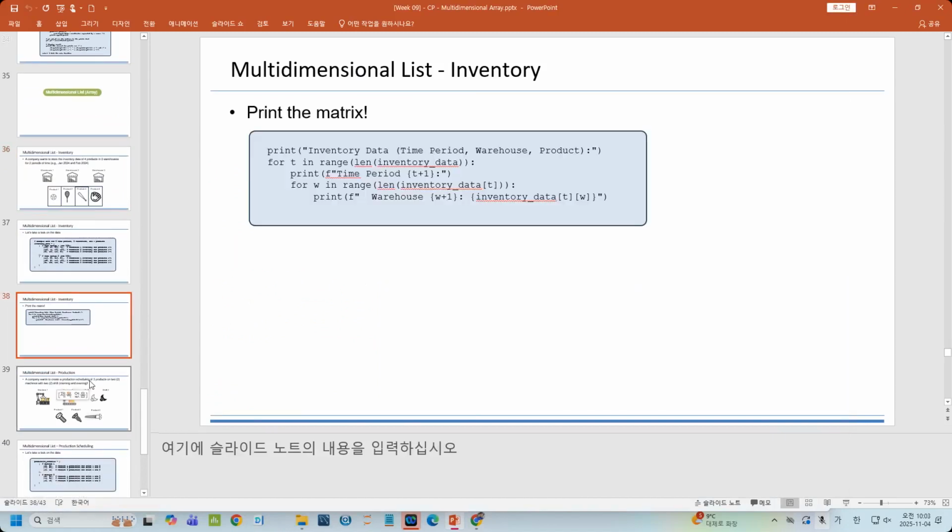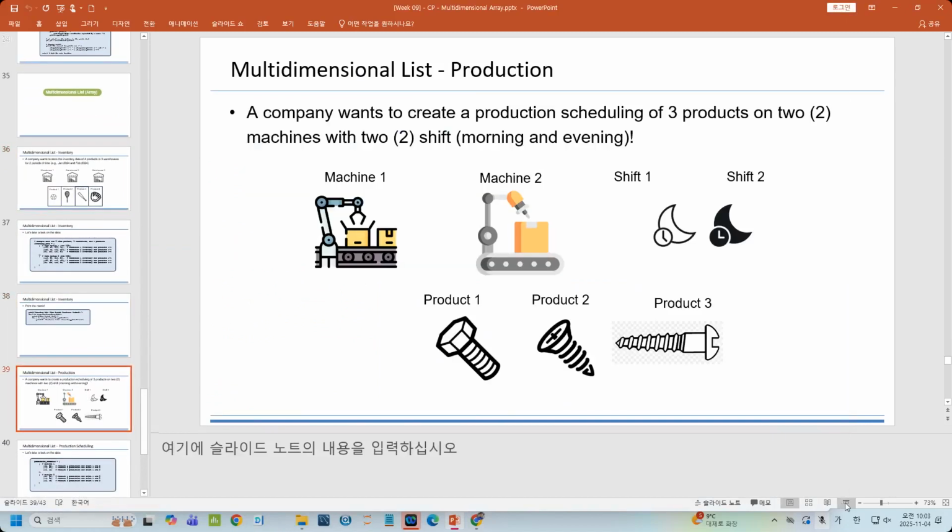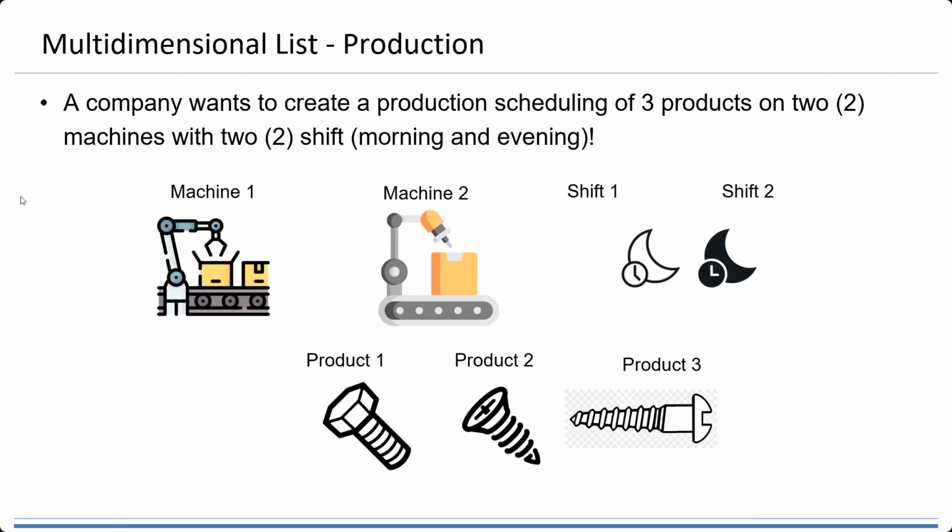Now let's see the second problem. It is about production. A company wants to create a production scheduling. Do you know scheduling? 계획. Okay. 생산 계획. So I want to create the production scheduling for 3 products. Let's suppose the products are product 1, product 2, and product 3, for example.